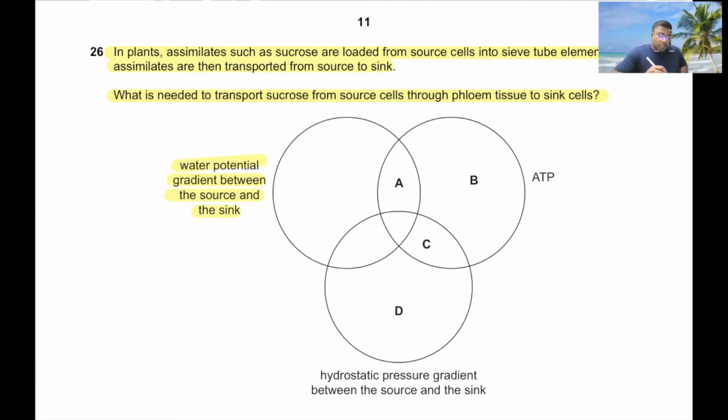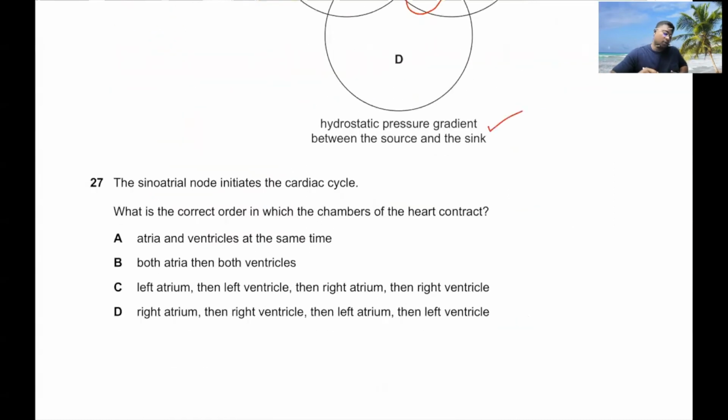A water potential gradient between the source and the sink is not needed. However, a hydrostatic pressure gradient between the source and the sink is needed, and ATP is needed. So option C will be the correct answer. Question 26, option C.